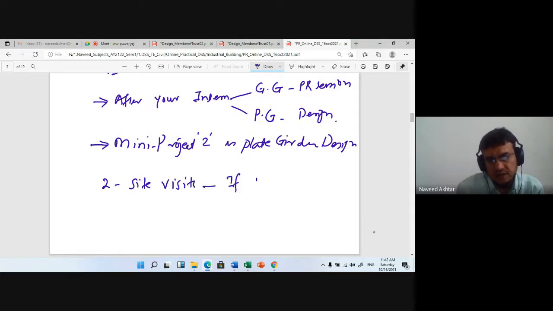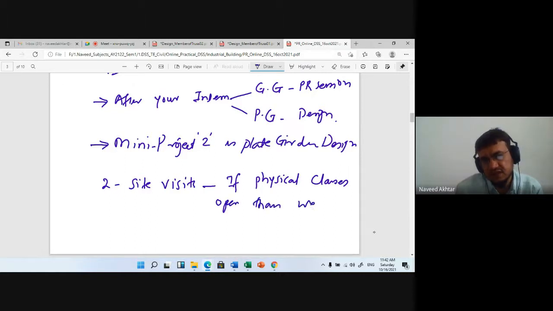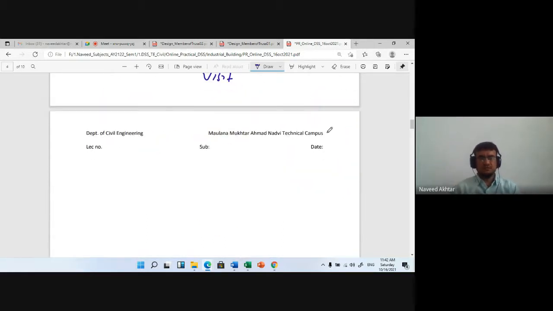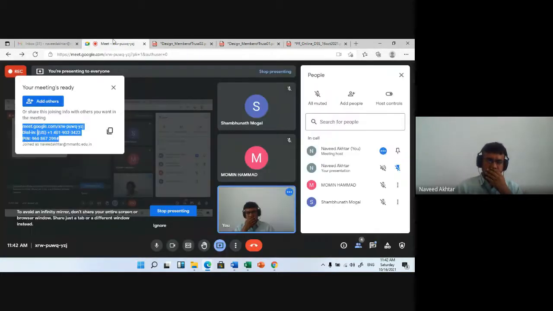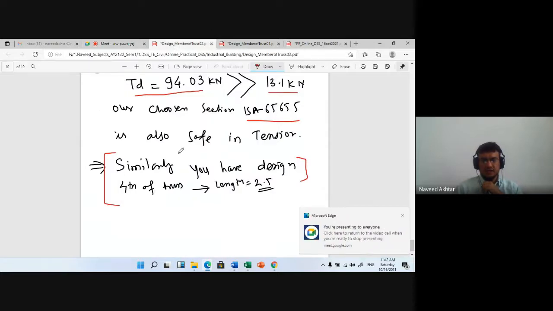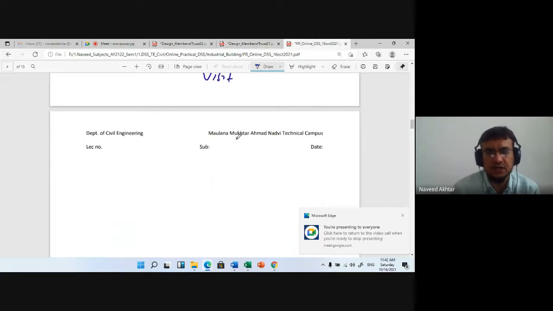If physical class opens, then we will visit. Okay. So up to this part we have to complete. Okay. So now how to calculate loads on column.